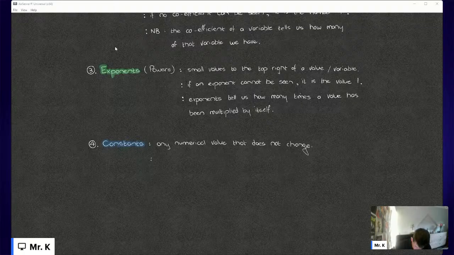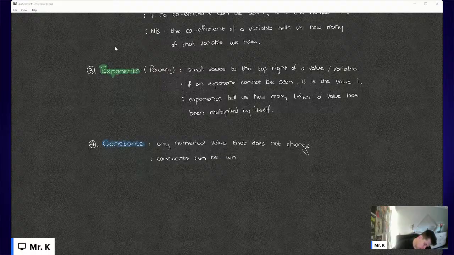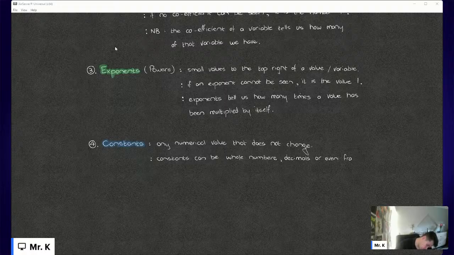Okay? Constants can be whole numbers, decimals, or even fractions. So all constants are lone standing numbers, grade sevens, excuse me, guys.